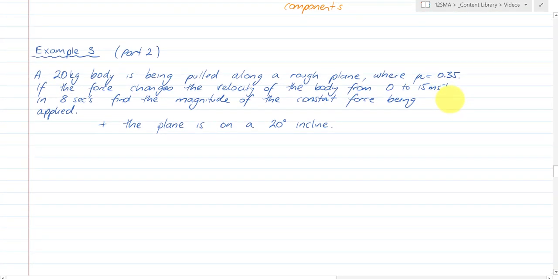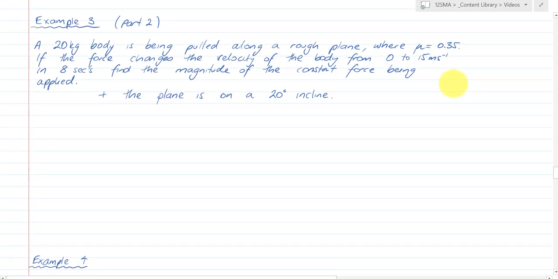So let's have a look at a couple of examples. The first one is an example following on from our previous video, where we look at the same question again as the previous video, but this time the plane is on a 20-degree incline. So we have a 20-degree inclined plane, it looks like this, and that's 20 degrees. And then we have a box sitting on that plane.